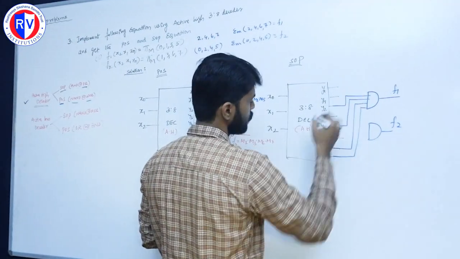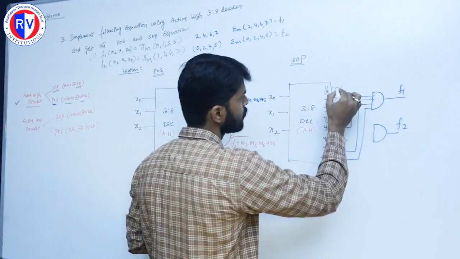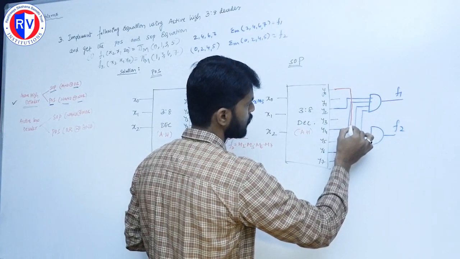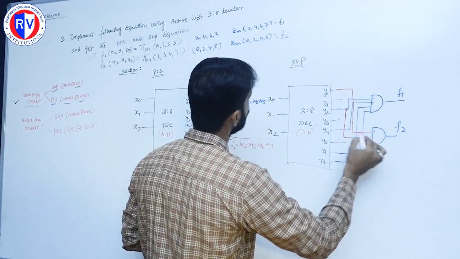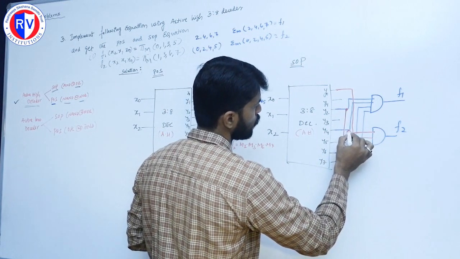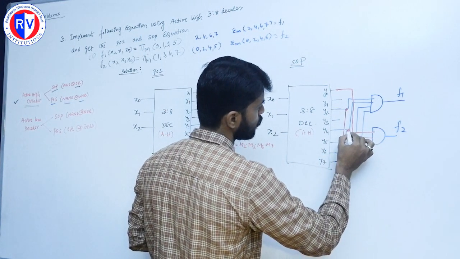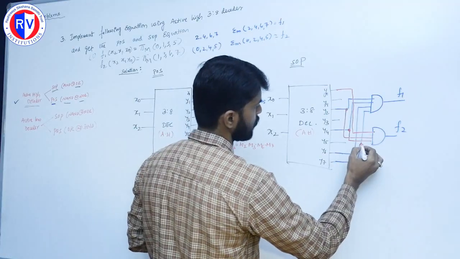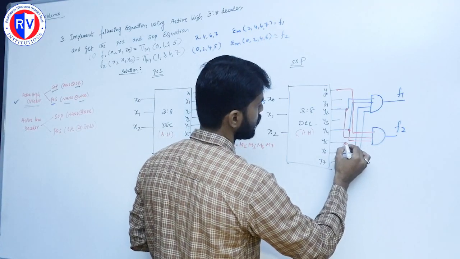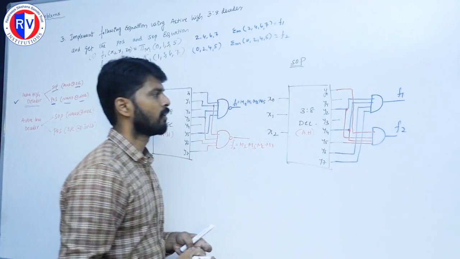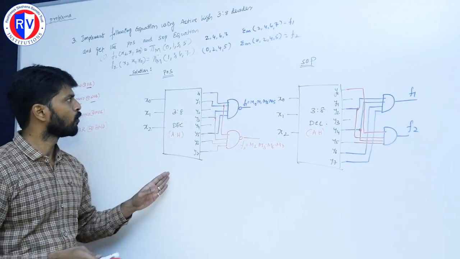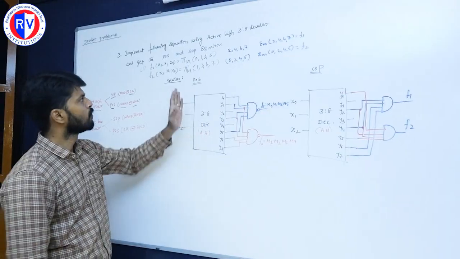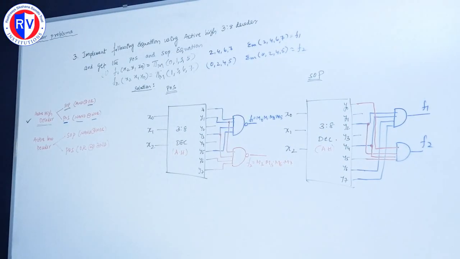Similarly for the F2, I need to take 0, 2, 4 and the 5. So this is how it is possible to solve both POS and SOP equation for the given problem.